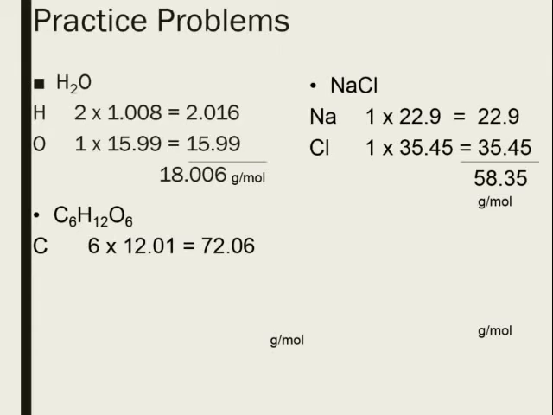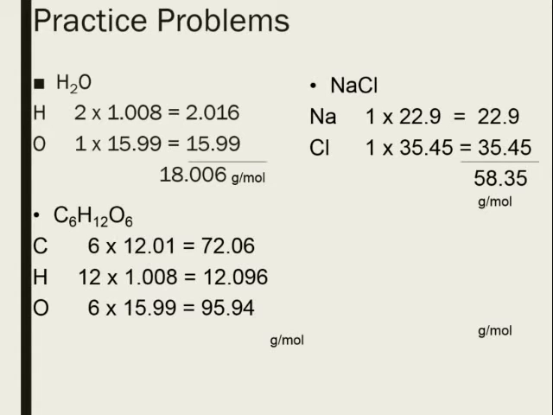Carbons, there's 6 of them. The periodic table tells me that there's 12.01 grams per mole of carbon. Multiply by 6, you get 72.06. Hydrogen, periodic table tells me 1.008 grams per mole. There are 12 of them, so multiply by 12. You have 12.096. Oxygens, periodic table tells me it's 15.99 grams per mole. There are 6 oxygens, so I'll multiply that by 6. Let's sum those, and I have 180.096 grams per mole.